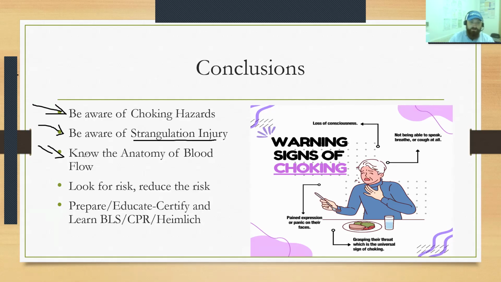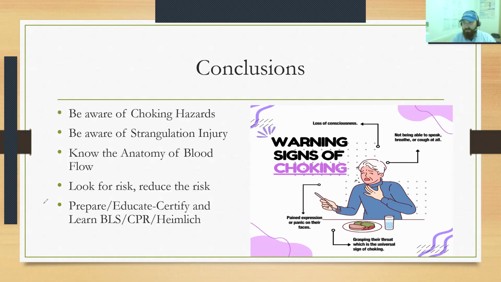We also need to know the anatomy, kind of tying in with strangulation. We need to know the anatomy of blood flow. We need to understand how this happens because that kind of ties in with choking as well. We need to understand how the blood gets oxygenated, how it carries those vital nutrients to the brain.